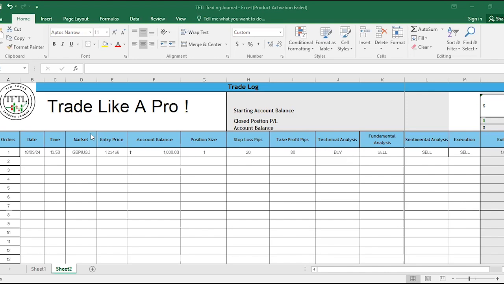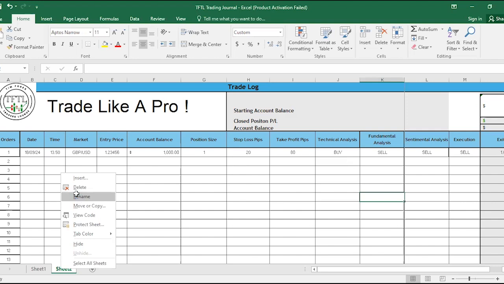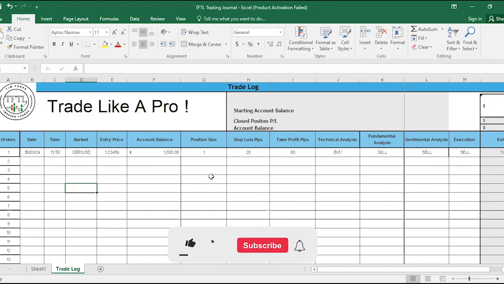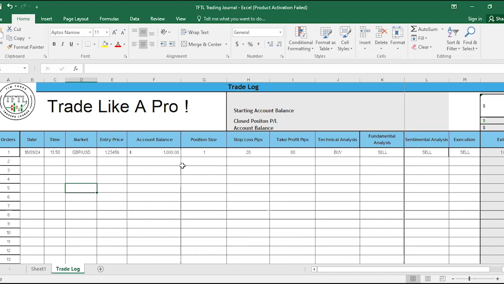So this is a trading journal that I have prepared for you, just trying to make it easy and very simple for you to follow through. In this trading journal, this first sheet, we can rename it and call it trade log, right? That is where you are going to log your trades. I've prepared it in a very simple way to help you manage your trades in terms of journaling them, so that it can help you improve your trading decisions.